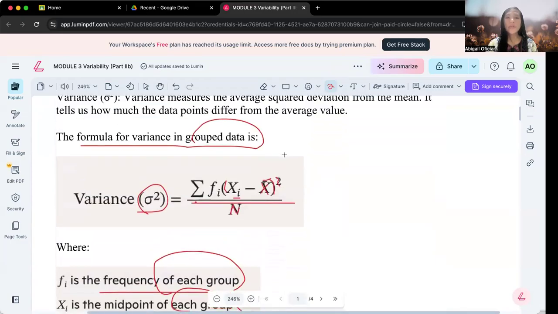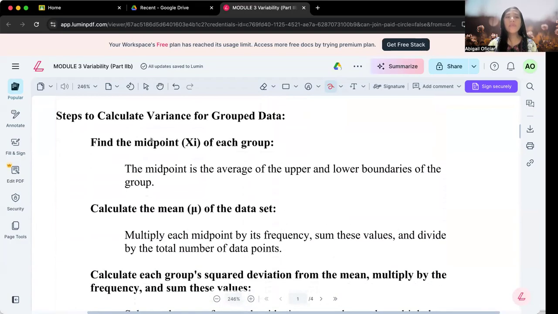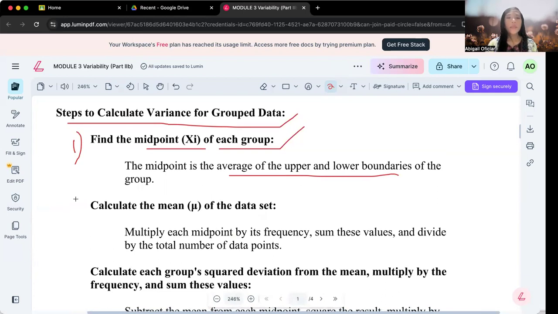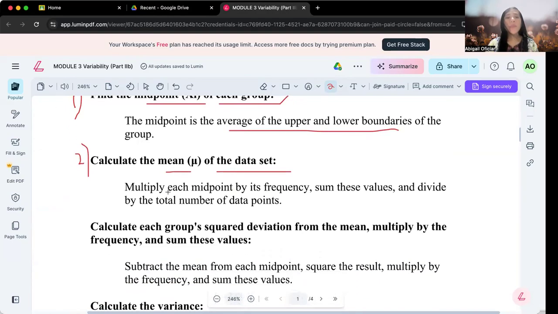Since you know the formula for the variance, we now move on to the steps to calculate variance for group data. The first step is to find the midpoint of each group. The midpoint is the average of the upper and the lower boundaries of the group. I already discussed this when we computed the central tendency, specifically the median. Number 2, calculate the mean of the data set. How to do that? Multiply each midpoint by its frequency, then sum these values and divide by the total number of data points.